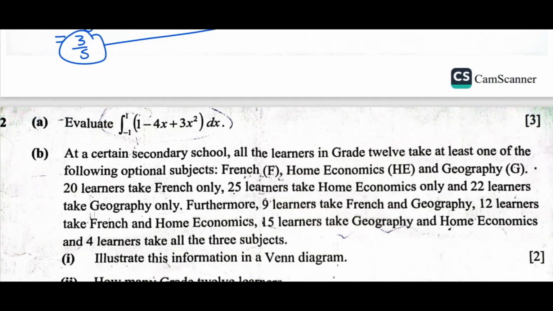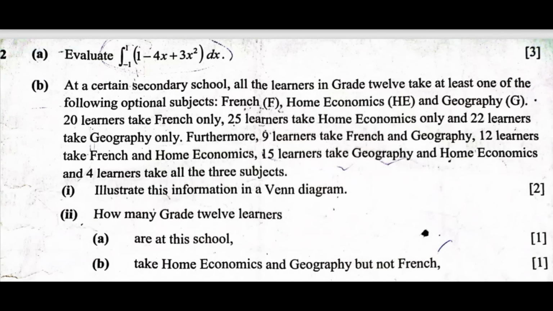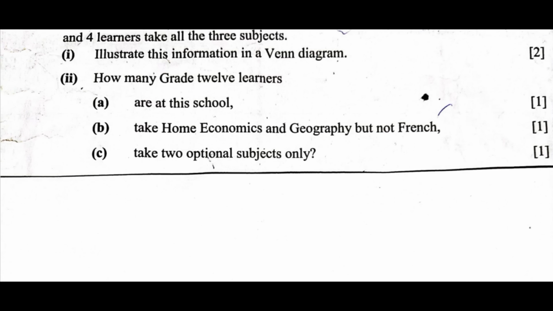Now we move on to question 2a. Now question 2a, we are asked to evaluate the integral from -1 to 1 of (1 minus 4x plus 3x squared) dx. So what are we supposed to do? We are going to integrate. That's what we are going to do. So let's look at that one. So we have 2a.